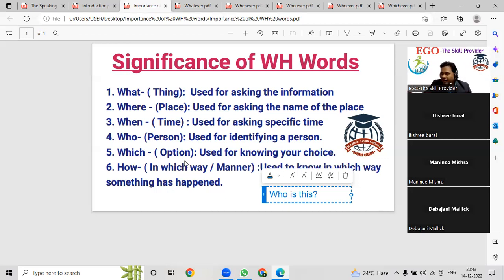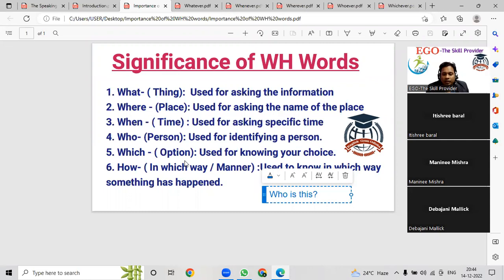Hey, which color do you like the most? This one or that one? Which coat do you like the most? The brown or green? So whenever it is a kind of choice, it is something called your preference. Then you can use which.